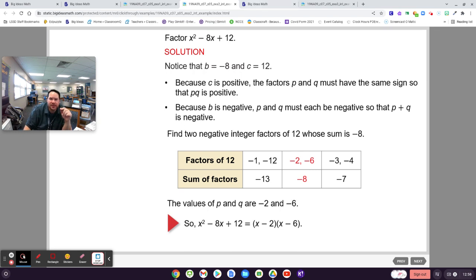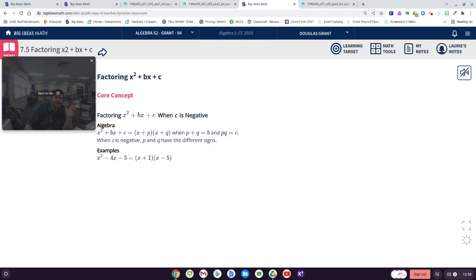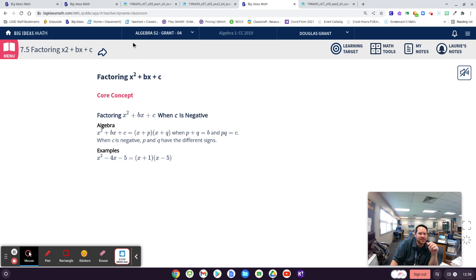And now we're going to move on to what happens when C is a negative number. So what happens if this last constant number is negative? Well, if C is negative, it means that P and Q have to have opposite signs, because the only way to get a negative number when you multiply is a positive times a negative. So that's a trickier one here. Here's an example of that, this x squared minus 4x minus 5. When you factor it, you get x plus 1, x minus 5, because those 1 and negative 5 multiply to negative 5, but they add up to negative 4.